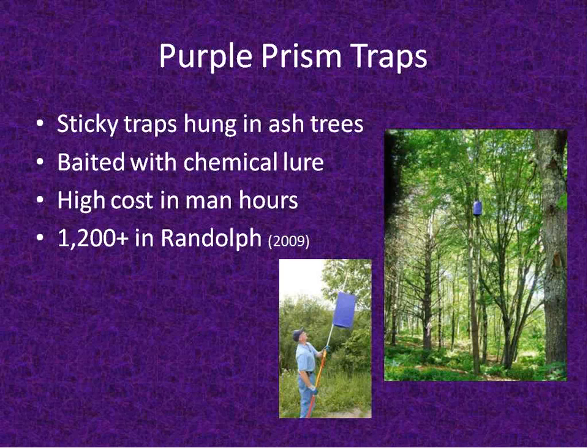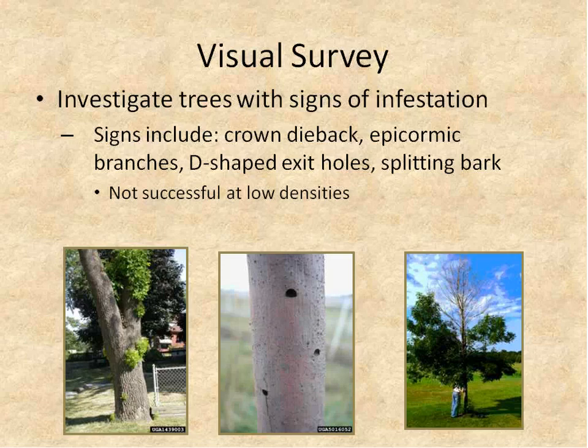And then secondly, these visual surveys which require some searcher to go out looking for the telltale signs of emerald ash borer infestation. And those are things like the crown dieback, small little epicormic branches, which you can see in the bottom left there, shooting off of the trunk of that tree. Emergence holes, these D-shaped exit holes coming out of the bark, and you'll also see bark splitting. Again, this isn't very successful at low densities.